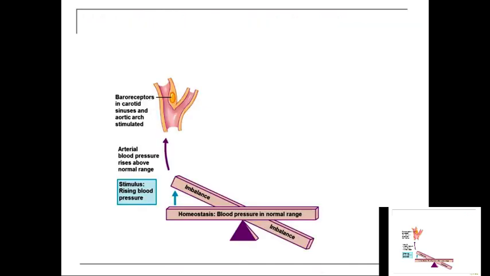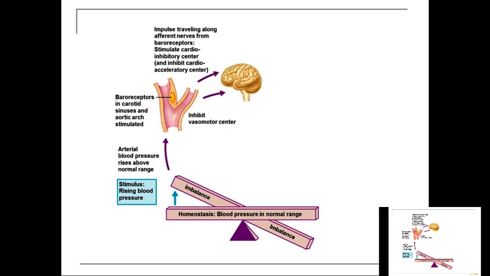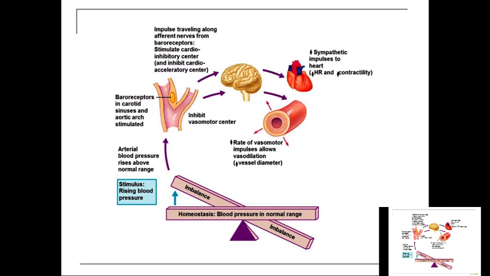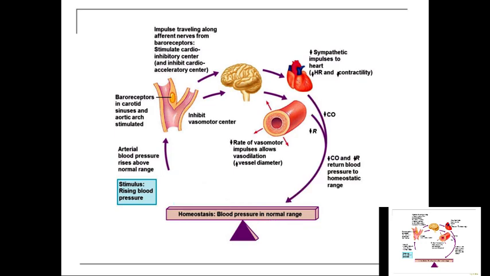But here it shows when you have some sort of stimulus that's raising blood pressure, the baroreceptors in the carotid sinus send impulses that travel from the baroreceptors to the inhibitory center. As a result, it's going to decrease sympathetic impulses to the heart, which will decrease the heart rate, decrease contractility, and create vasodilation where the blood vessel diameter increases, which will decrease the cardiac output and decrease the resistance, right? Whenever you vasodilate and the smooth muscle of the blood vessels opens up, you have decreased resistance.